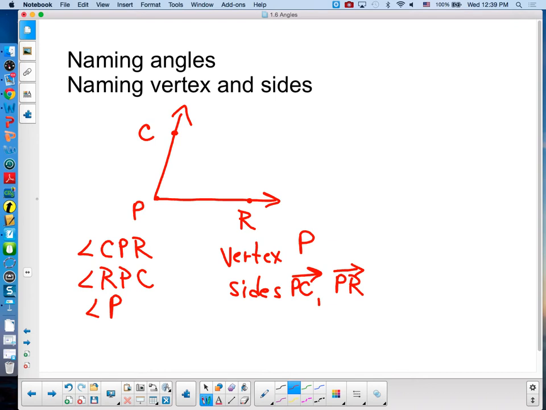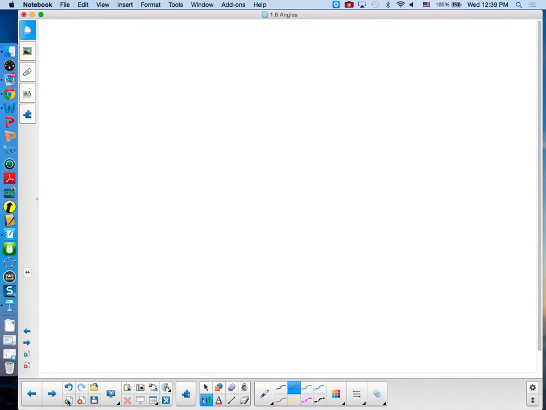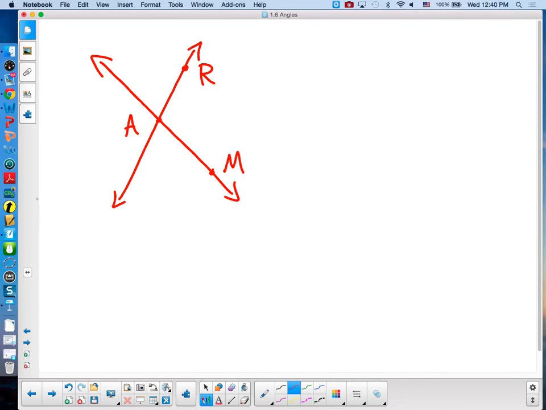Okay, let's try another one. I'm going to give you a picture that has more than one angle on it. So this really has at least 4 angles. I'll call that point A, R, M, P, and C.